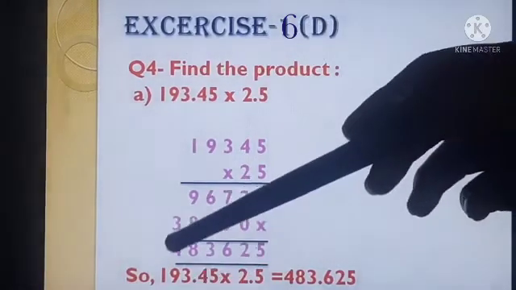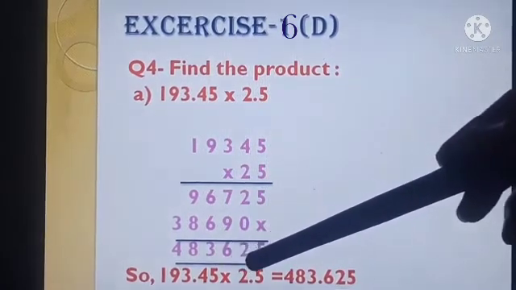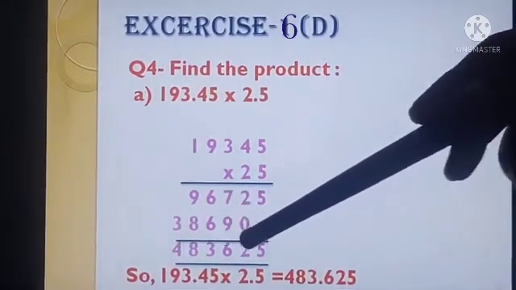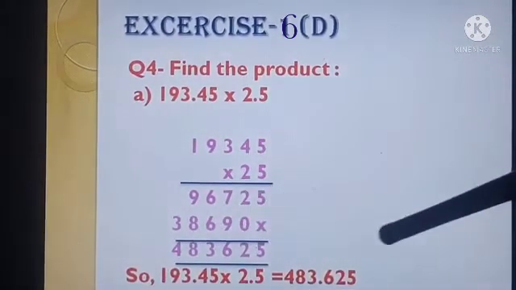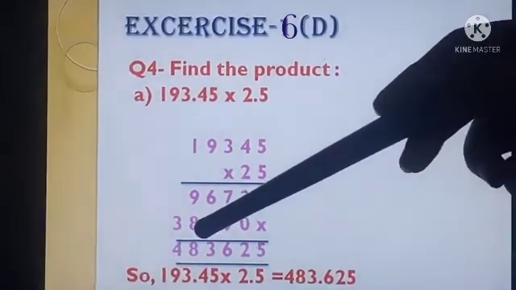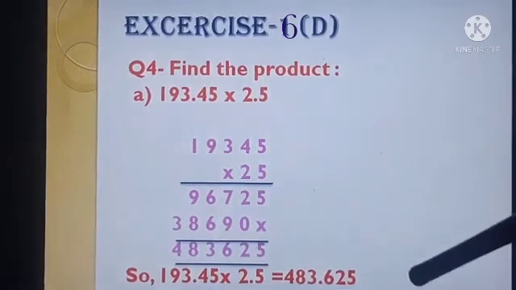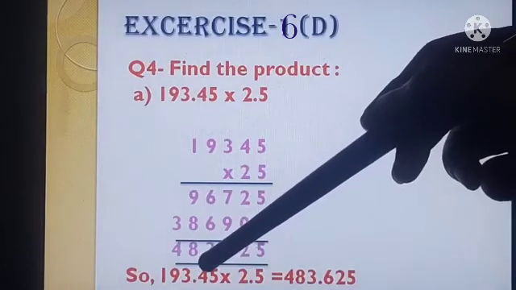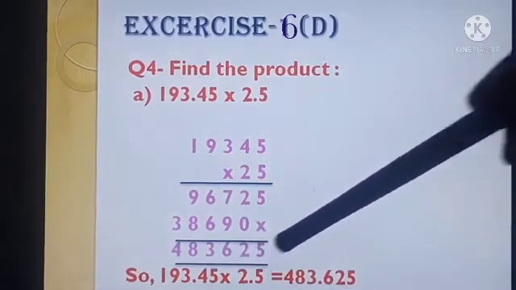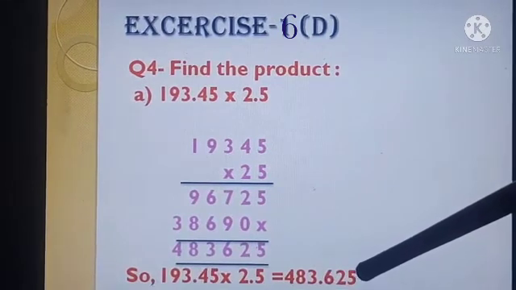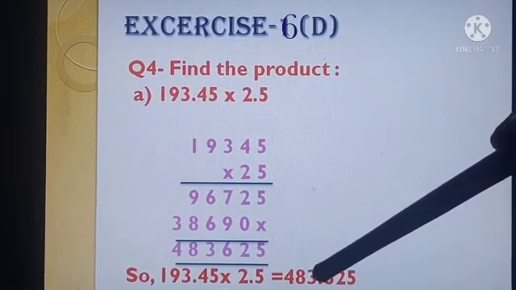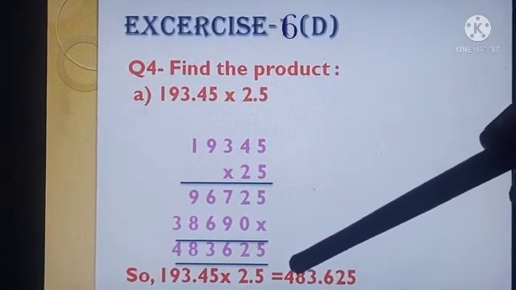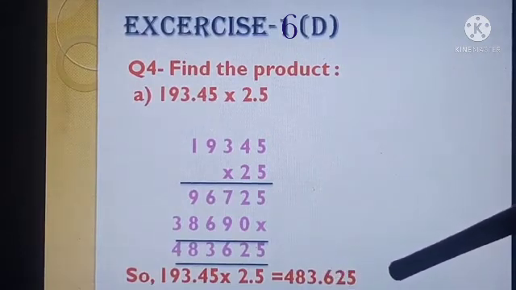Again we will write down the question: 193.45 multiplied by 2.5 is equal to. Now write down this product which we have got, 483,625, which is 4,83,625. Now after writing we will see how many digits are there after the decimal in our question. 1, 2 and 3. And now start counting from the last place, from the ones place. 1, 2, 3, and put decimal here. Now our answer has become 483.625.